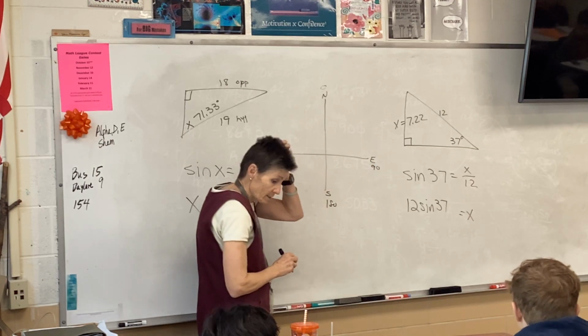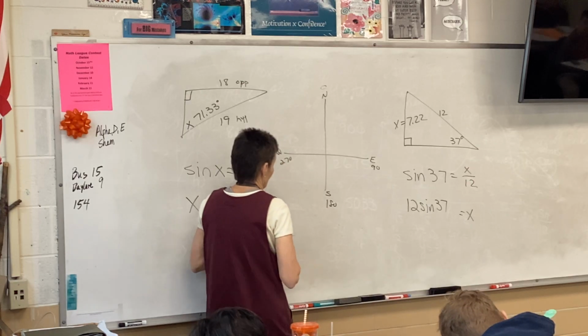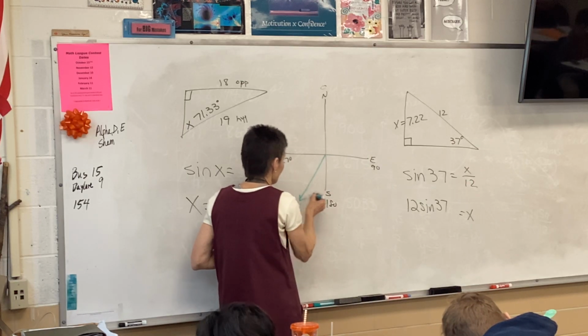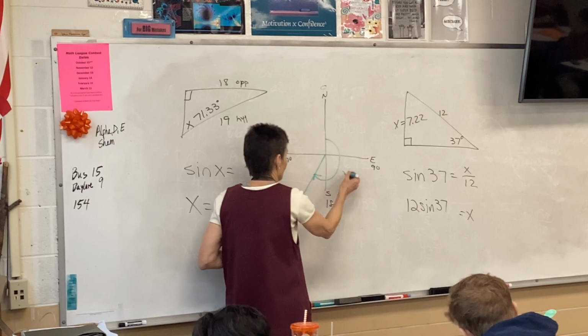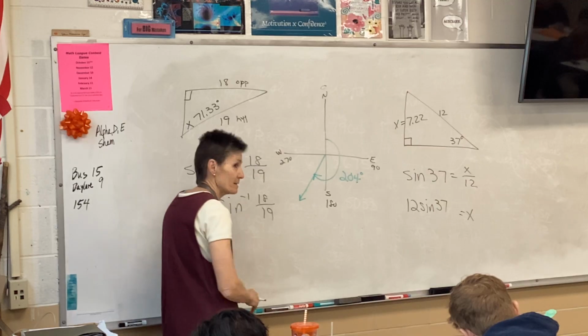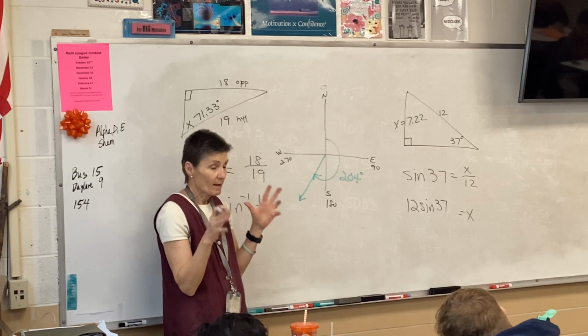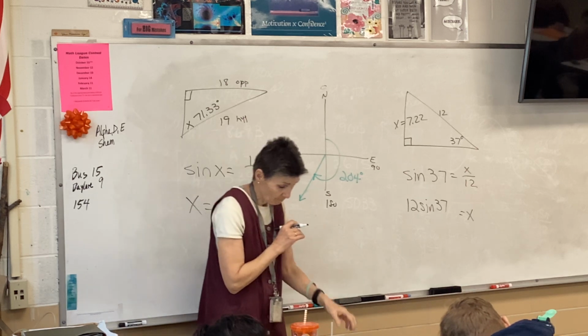So a course of 204 would be down here. Done. Another super simple problem, but you have to remember that's how you label your compass.